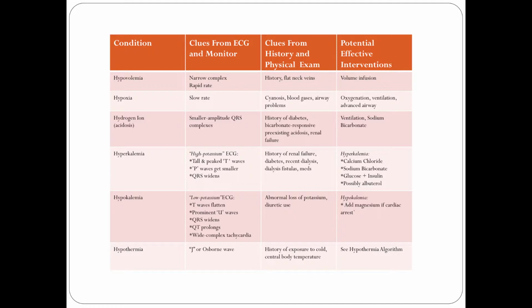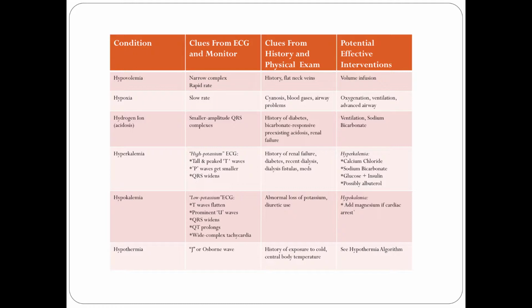So here are some clues and some of the conditions that go with some of the H's. Hypovolemia, clues from your ECG: a lot of times it's a narrow complex rapid rhythm because we're trying to compensate. History of flat neck veins. Potential effective interventions: we give them some infusion. So there you go.